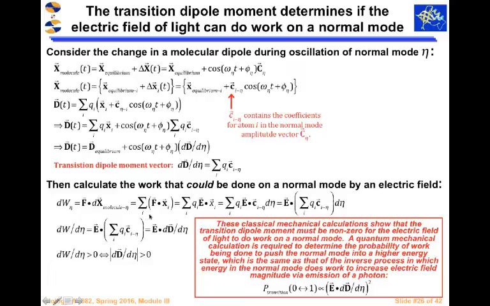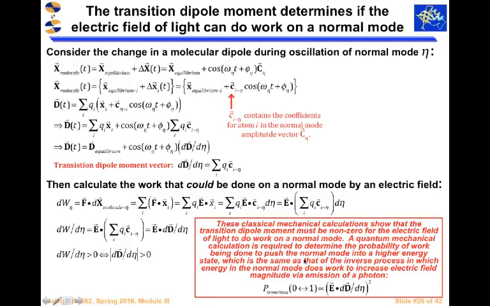And then we can prove that basically the electric field cannot do work on the normal mode unless that transition dipole moment is non-zero. So unless there's a change in the dipole moment, right? The transition dipole moment captures the change in the dipole moment as a function of the normal mode coordinate. If there's no change in the dipole moment as a function of the normal mode coordinate, basically zero work can be done. If the dipole moment changes in the course of the normal mode coordinate, then the electric field can do some work on the normal mode. If work can be done on the normal mode, well, then there's at least a possibility of energy being transferred from the electric field to the normal mode.